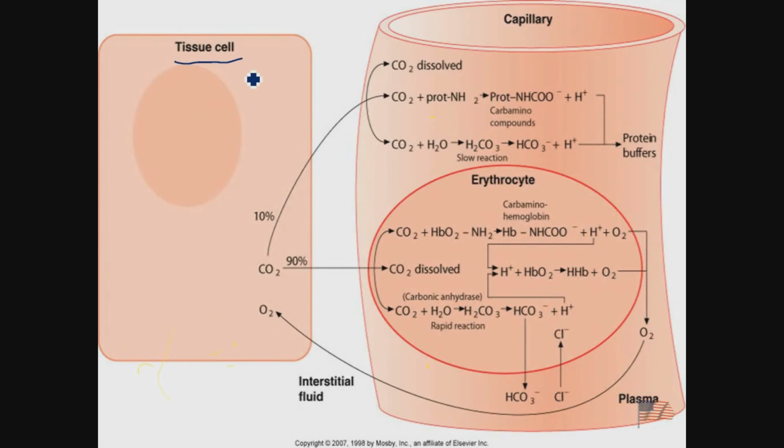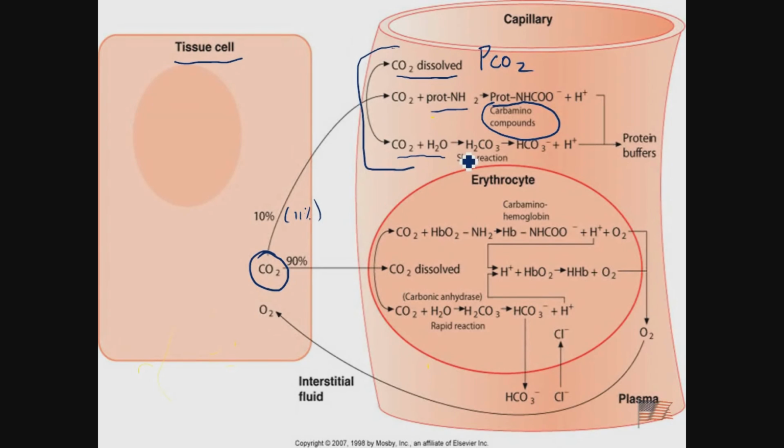So, my cell is producing CO2. By the way, I have 11%. If you add them up, they have 10%. Yeah, close enough for jazz. So some of it goes into the capillary and is dissolved in the bloodstream itself. We call that PCO2. Some of it attaches to some proteins and forms carbamino compounds. And because there's no carbonic anhydrase present, some is converted to bicarbonate within the bloodstream. Dissolved, attached to proteins, as bicarbonate.